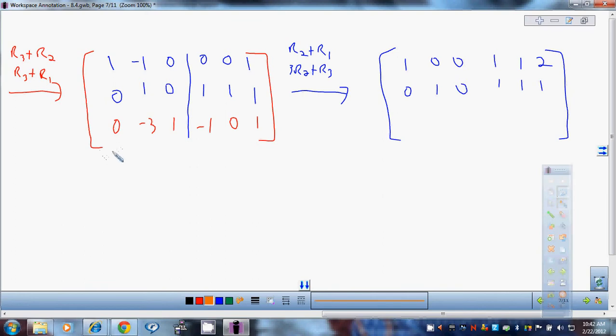I'll write 3 row 2 down here. That's going to be 0, 3, 0, 3, 3, 3. Add that to the bottom row. You get 0, 0, 1, 2, 3, 4. As you can see, we're done. The right-hand side is the inverse. You have found the inverse of this 3 by 3. That's the only way to do that.